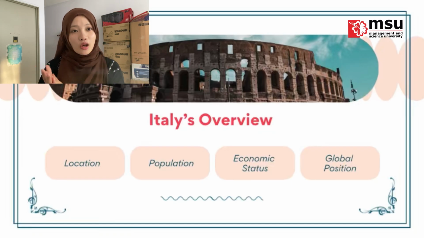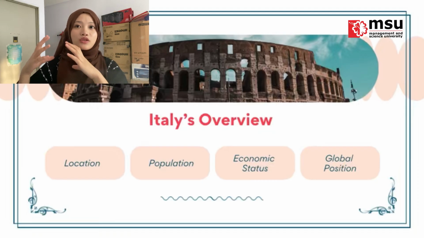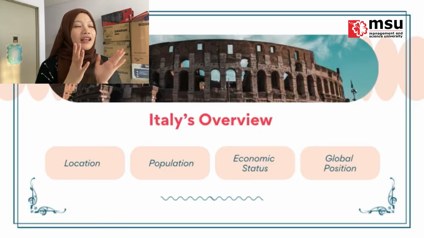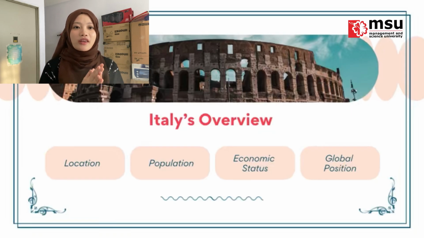For its economic status, Italy is a developed and high-income country. It has strong industries like fashion, automotive, food, and agriculture. Italy is a member of the European Union, the G7, and also NATO. However, Italy faces high debt and slow economic growth.